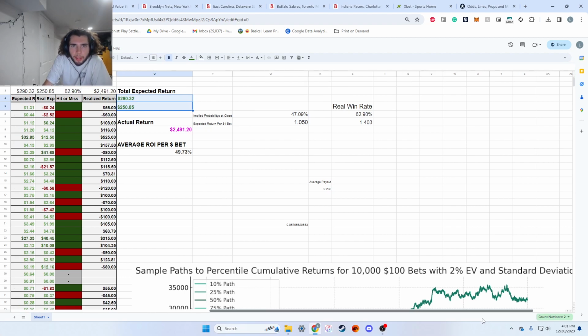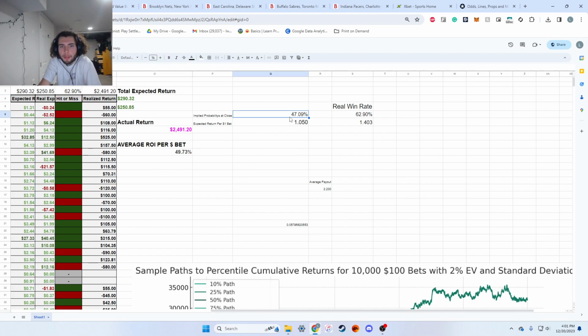Now, here's a couple more things to look at that I just did for fun. Implied probability at close, 47%. That basically means I have to win more than 47% to make profit. And if I do, my expected return for every dollar is about 5%. Well, I've actually been winning at about 63%, so I've been extremely lucky and returning about 40%.